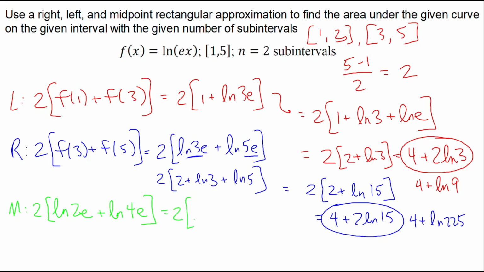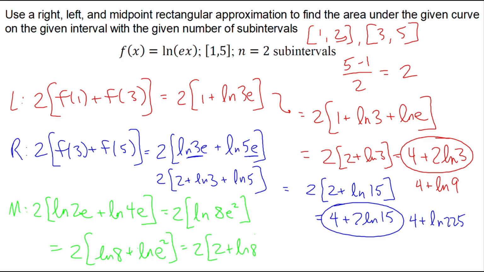This time it's 2 times the natural log of, I can just put those together as 8e squared, right? Well, that's the same as 2 times the natural log of 8 plus the natural log of e squared. Well, the natural log of e squared is the same as 2 natural log of e, which is just 2. So this is 2 times 2 plus the natural log of 8, which of course is 4 plus 2 ln 8, which is perfectly acceptable. Or you could write it as 4 plus the natural log of 64. Either one would be good. And that's the end of our walkthrough for this homework assignment.